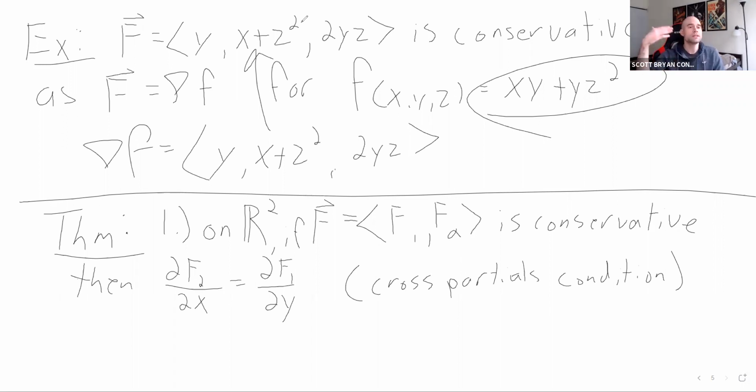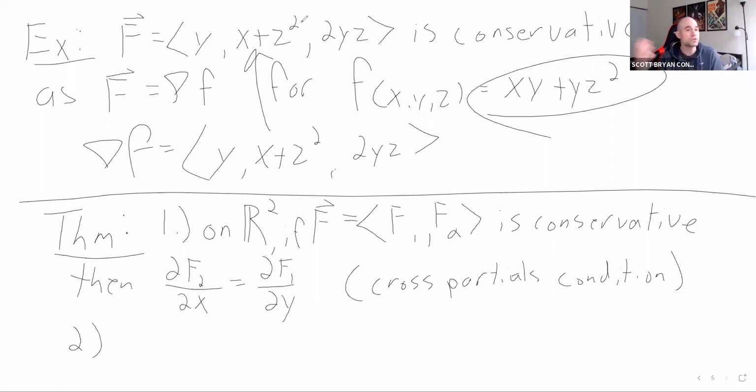So in R2, you can check quickly that a vector field is not conservative by doing this check. Take the partial of the second component with respect to x, the first variable, and the partial of the first component with respect to y, the second, so the cross, and see if they're equal. If they're not, then it can't be conservative. But if they are equal, it's conservative with some other conditions, but we won't get into that right now.